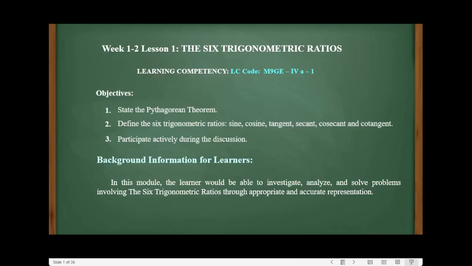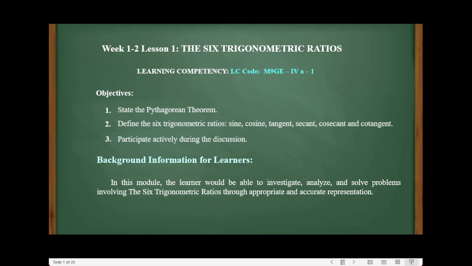Hello everyone, this is your junior high school math teacher, and we will now start with the fourth grading period. Let us take the first lesson under week number 1, the 6 trigonometric ratios.